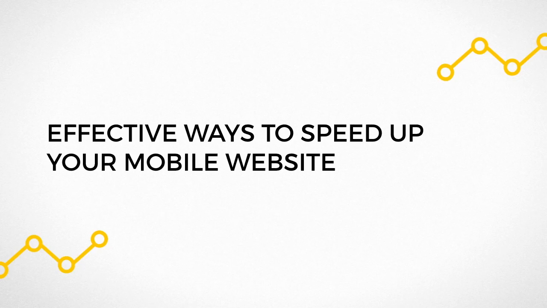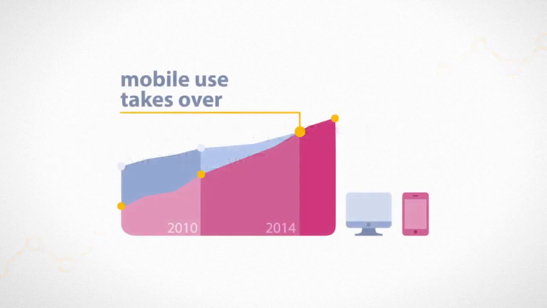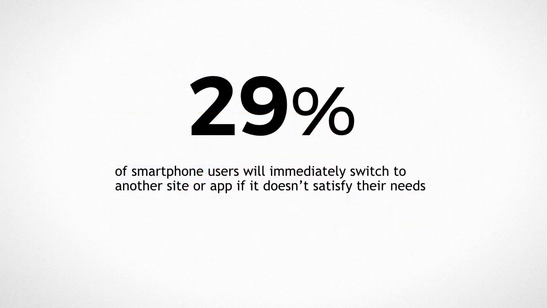Speeding up your mobile website is no longer a nice to have undertaking, especially since, according to Gartner, mobile usage has already surpassed desktop usage in 2014, and mobile traffic is expected to rise to 59% in 2016. When your mobile website or app is clumsy or slow, 29% of smartphone users will immediately switch to another site or app if it doesn't satisfy their needs. That means they can't find information or it is too slow. In other words, optimizing your mobile user's experience is key to your business.